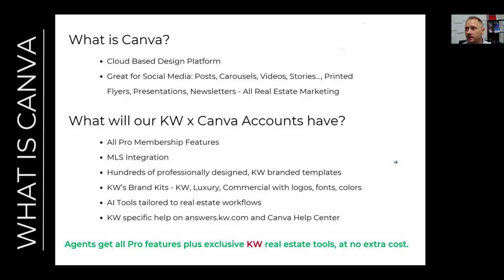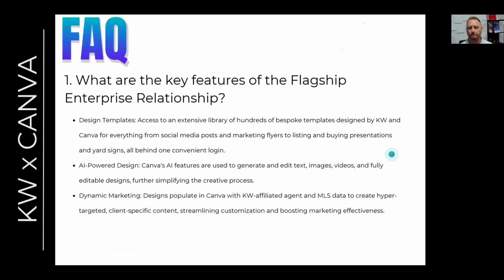So I'm just checking the chat real quick to see if there's any questions that need to be answered. It looks like most of these questions I'm seeing are going to be answered here in my slides, so I will keep going. So here's the frequently asked questions that are all showing up. So what are the key features of flagship relationship? You got your design templates, AI-powered design, and dynamic marketing, which we're going to show quite a bit of this.